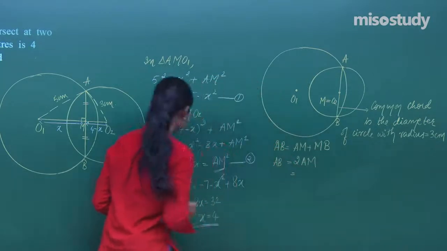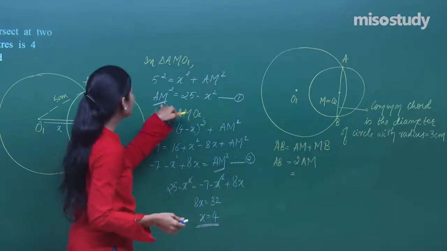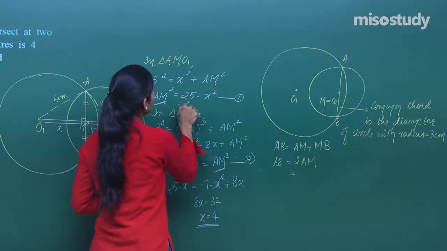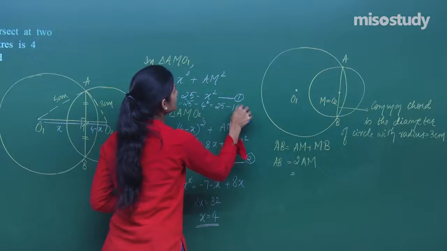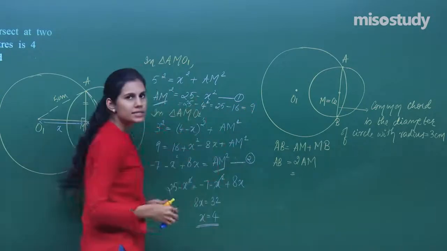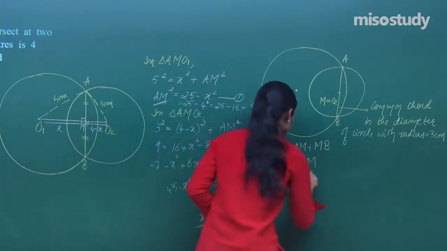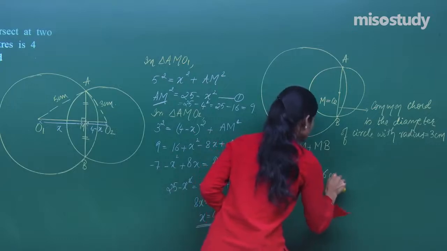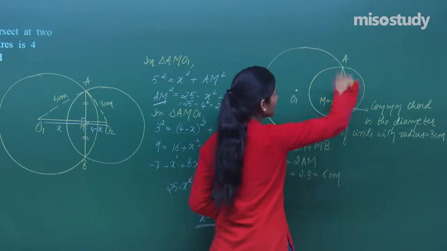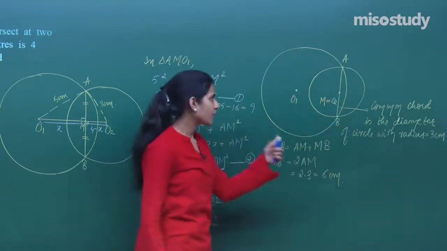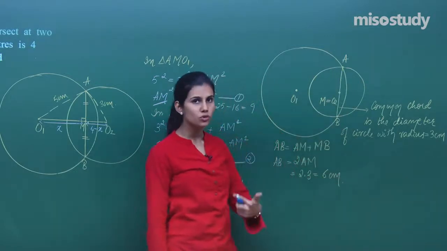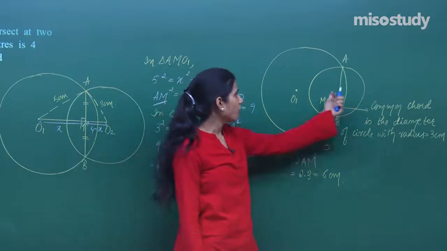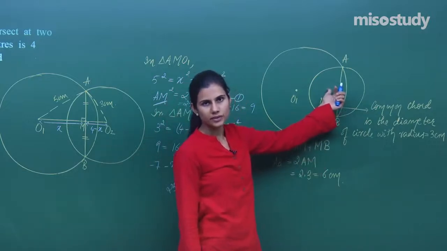But what is AM? If X is 4, AM is the square root of 25 minus 4 square, which is 25 minus 16, which is 9, so AM is 3. So you get 2 into 3, which is 6 centimeters. The length of the common chord is 6 centimeters, or I can say the length of the diameter of the second circle is 6 centimeter, which also is a verification of the radius. It is giving you the radius of the second circle.